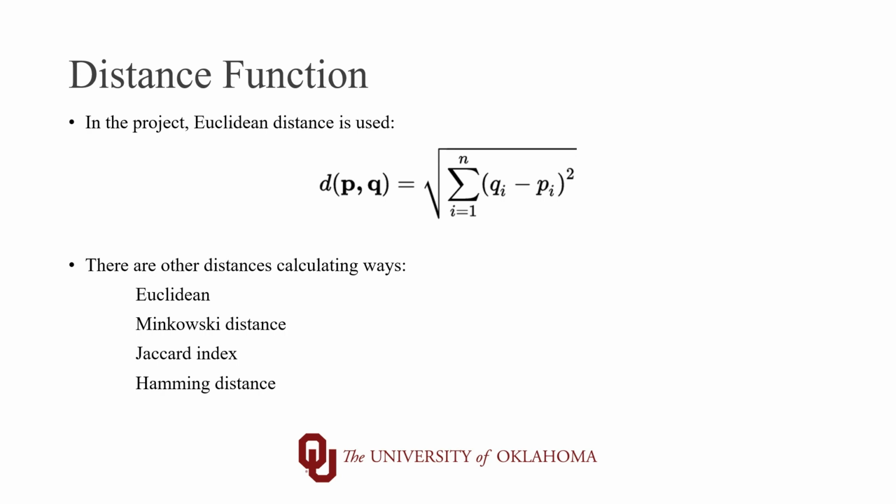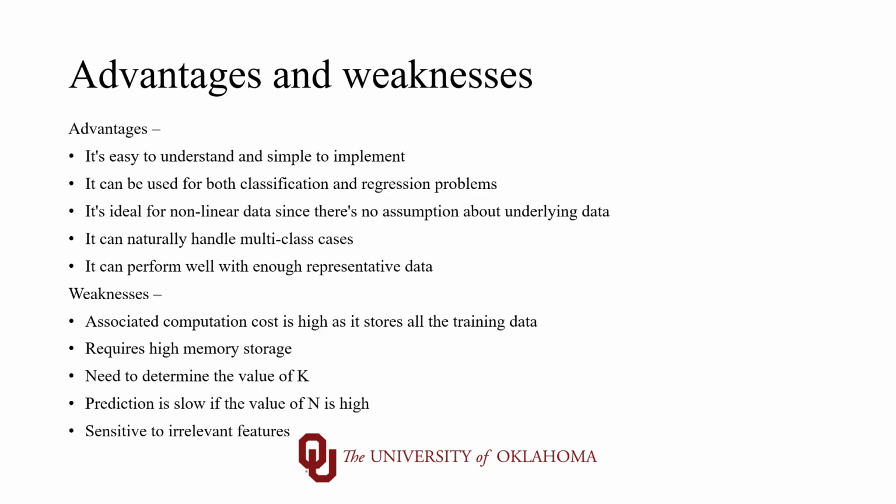In the distance function, there are other ways that can also be used, such as Minkowski distance, Jaccard index, and Hamming distance. The advantages of KNN are it is very easy and simple to implement, and it can perform well with enough representative data. It is also ideal for non-linear data since there is no assumption about underlying data, and it can be used for both classification and regression. The disadvantages are it requires high memory storage, and the determination of the value of k is difficult. Production is slow if the value of k is high.